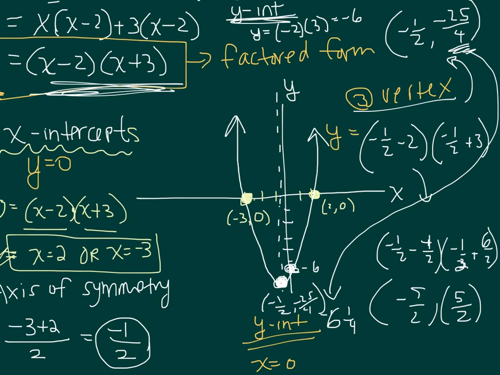Oh yeah, because I counted, right? Negative 1, 2, 3, 4, 5, 6. Here I am. I have a matching point over here. So I have 5 points now if I wanted. And that's how you graph in factored form.